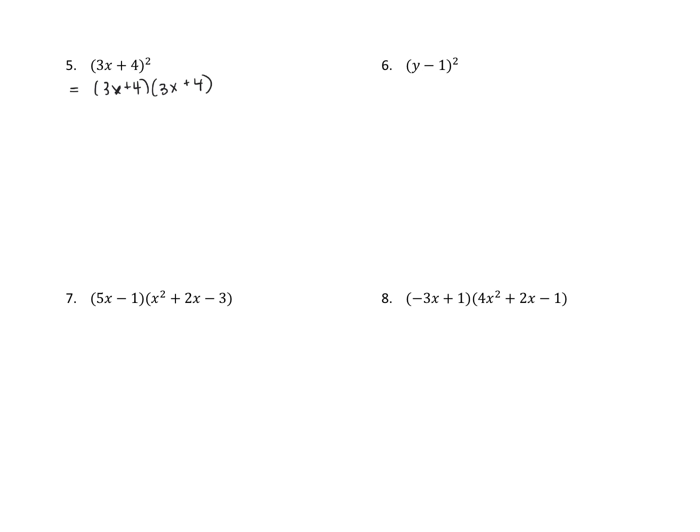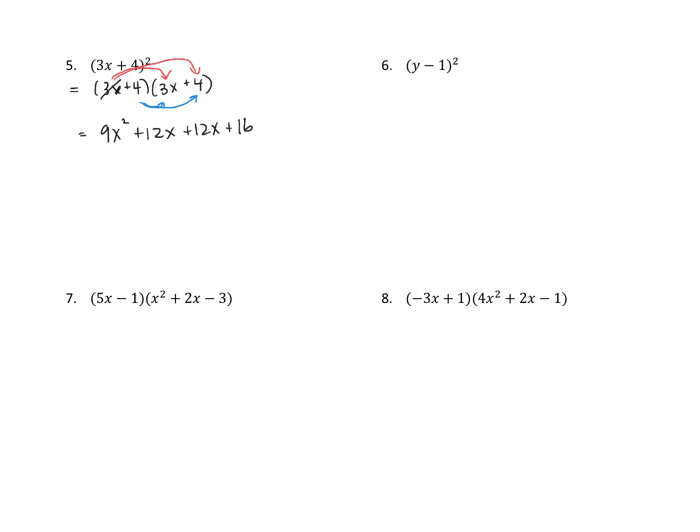So when I FOIL, 3x times 3x is 9x squared. 3x times 4 is 12x. I've distributed the 3x. Now I'm going to go to the 4. So 4 times 3x is 12x. And then 4 times 4 is 16. So now I have distributed everything from the first set to everything in the second.